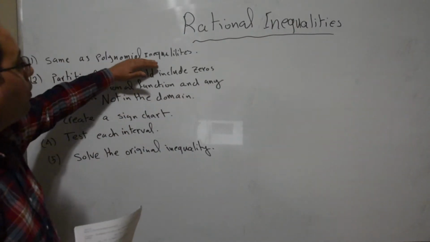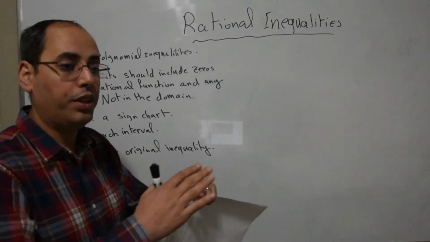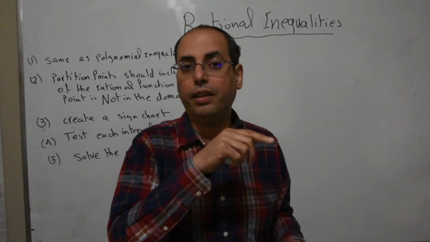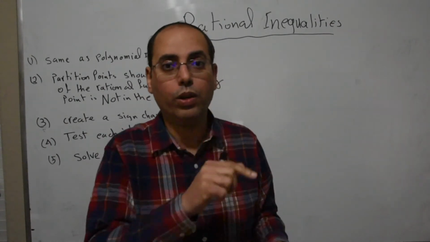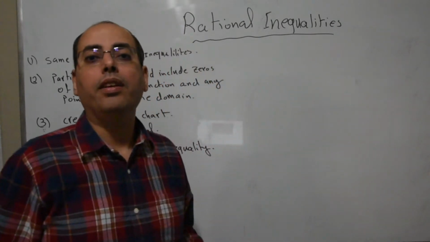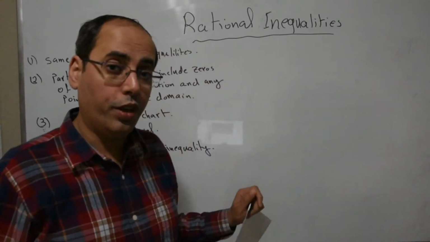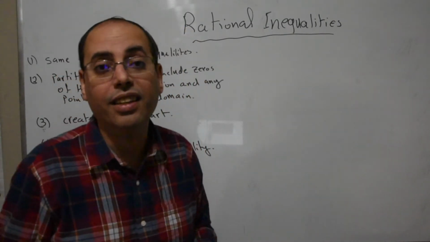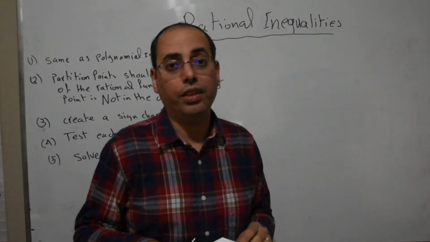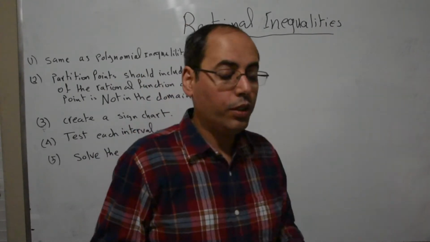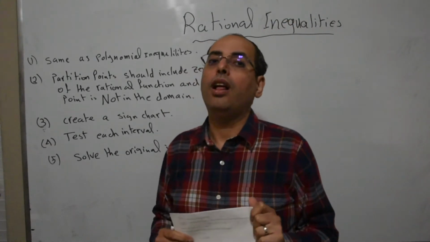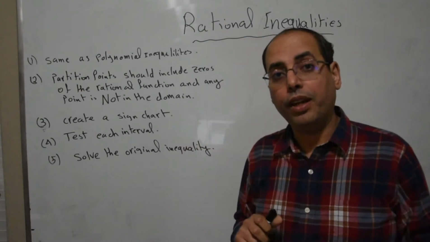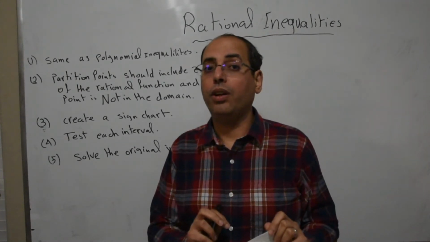So we're going to use the polynomial steps. Remember that we set one side to 0, then change the greater than or less than to equal, then solve the equation and find the partition points, graph the number line, put these points on the number line, and test the intervals around these partition points. So the only difference between rational inequalities and polynomial inequalities is that in polynomial inequalities we tested only the partition points.